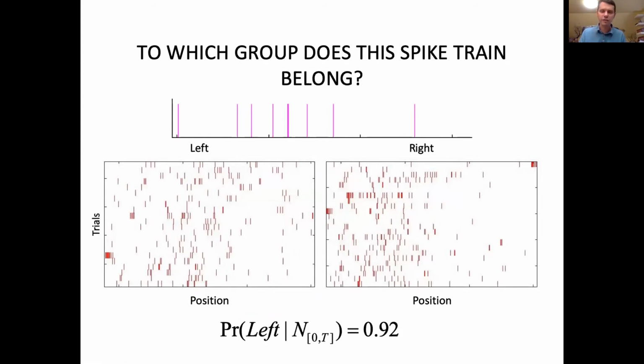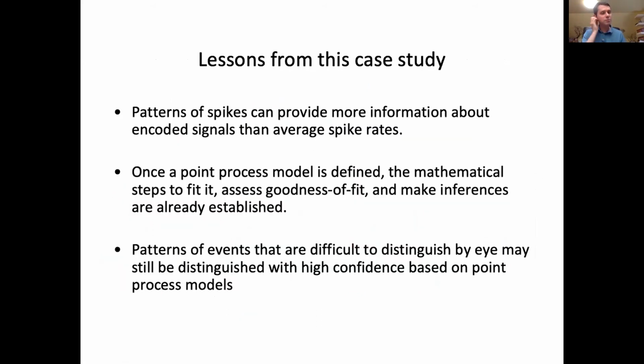Okay, so that's the first example. I'll just mention some important lessons from this case study. The primary one is that patterns of events can provide a lot more information than just looking at average spike rates over an entire trial.